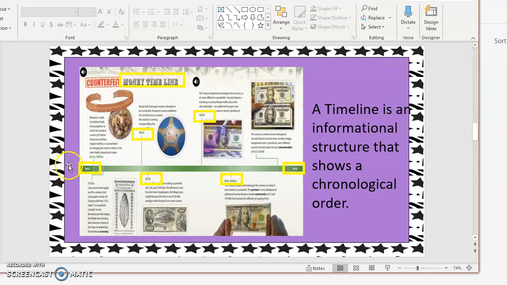So you should be kind of familiar with a timeline. A timeline is an informational structure, and it goes in order based off of, obviously, time. So if you were born in 2011, it would go 2011, 2012, in order all the way up to 2020. It doesn't bounce around like 2016, 2020, 2011. It goes in a nice order.